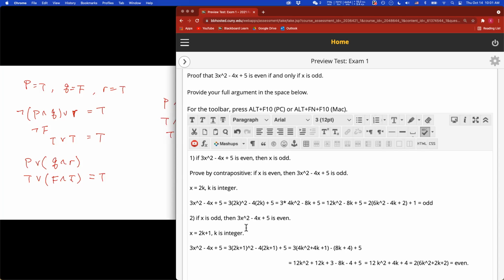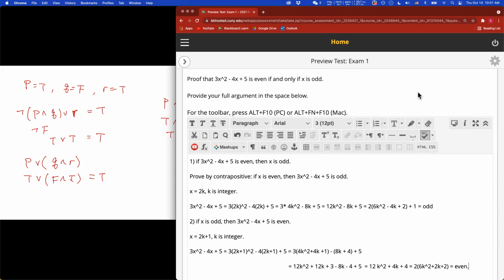So we show that left implies right, and then the right hand side implies the left hand side. Good.